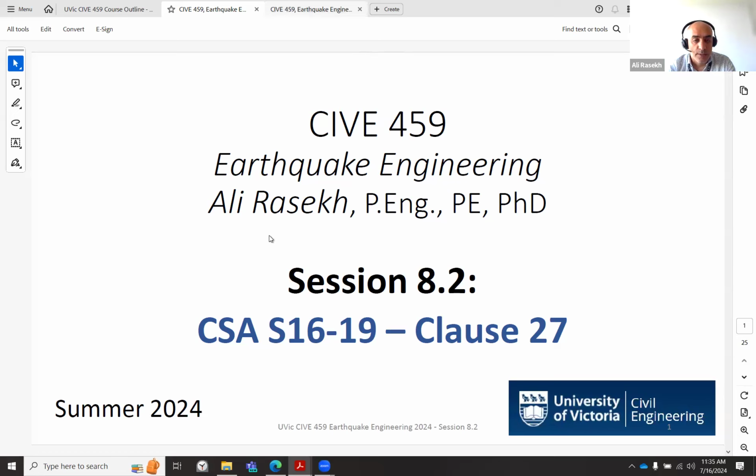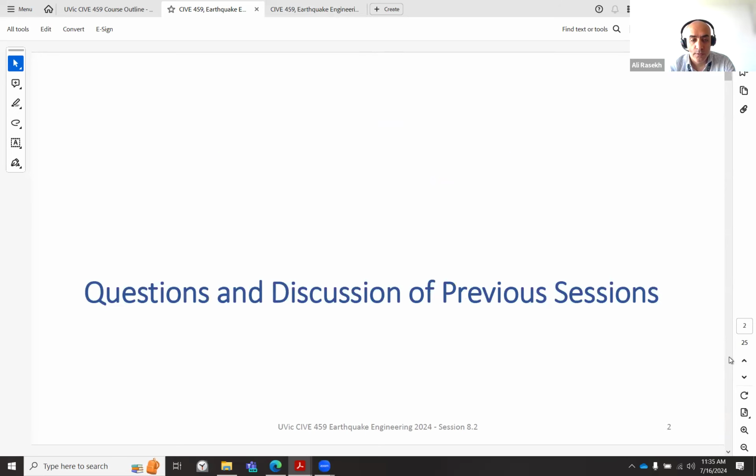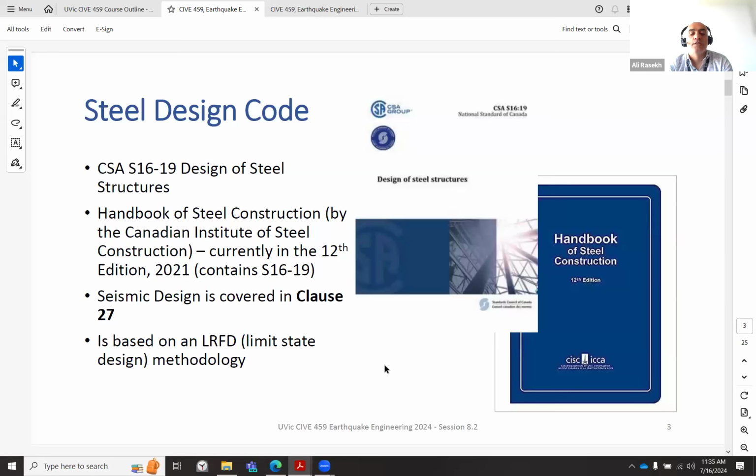Now, let's continue with the course. One of the important sections or modules of the course is about steel design. When you fully understand and grasp the steel design concepts for earthquake, it means that you are a very good structural earthquake engineer.